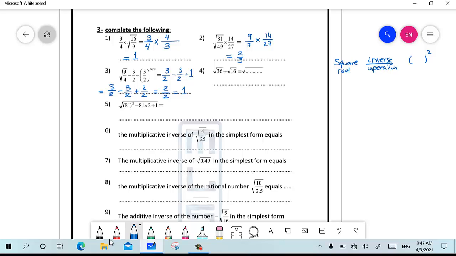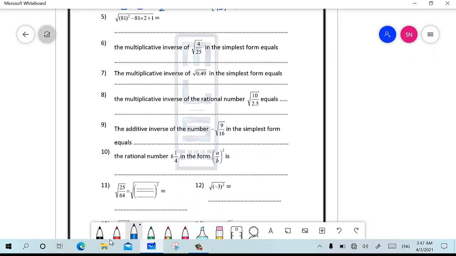Square root of 36, this is equal to 6. Square root of 16, this is equal to 4. So the answer is 10. I want to find the square root of those two numbers added together. So this means I want to find 10 squared, which is going to be 100. So the square root of 100 is equal to 10, which is the answer here.